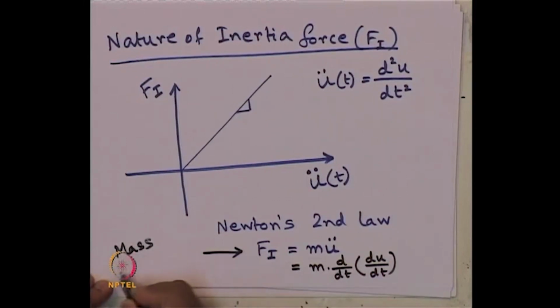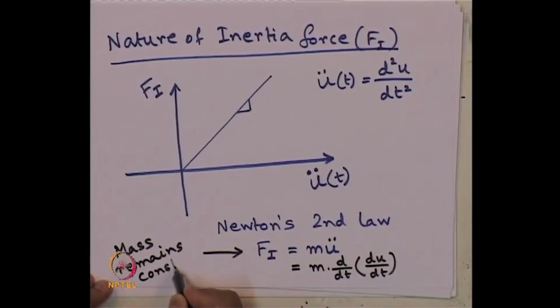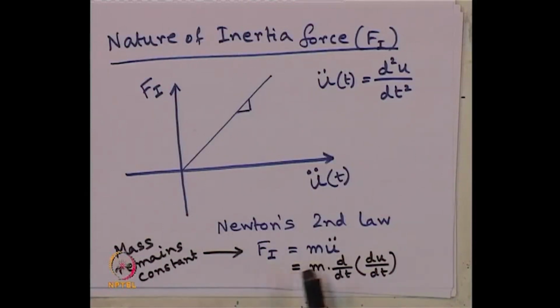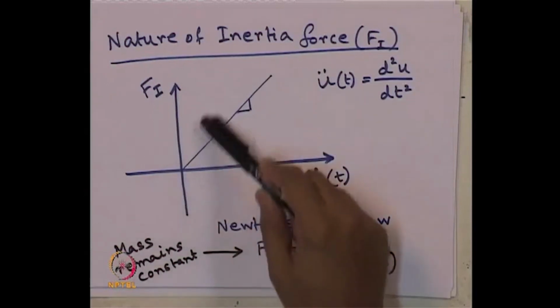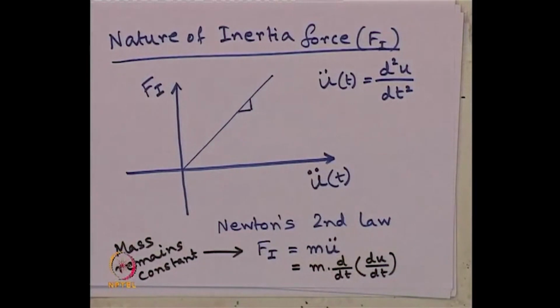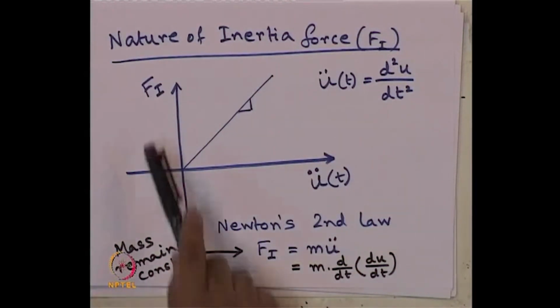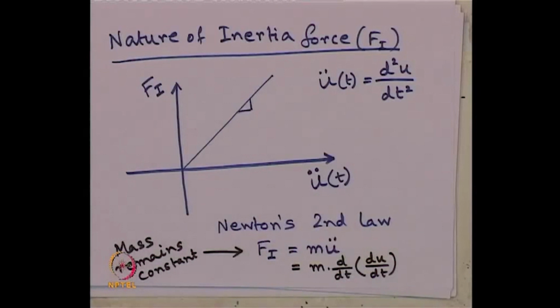mass remains constant. m remains constant, then only we can use this relation. Suppose in any dynamic system the mass does not remain constant, in that case it is not this relation of f I with respect to the acceleration, but it will be something different. It can be some curvilinear, some nonlinear variation of f of I with respect to u double dot. In that case it need not be the simple relation.